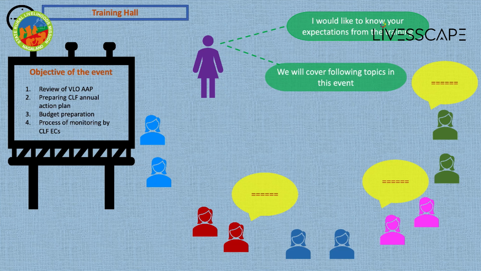First, there should be a review of every VLO's AAP. There will be a preparation of the CLF's annual action plan for the next year. The budget would be prepared and finalized, and there would be some time spent on understanding how this process would be monitored in the next whole year. That brings us to the end of this session.